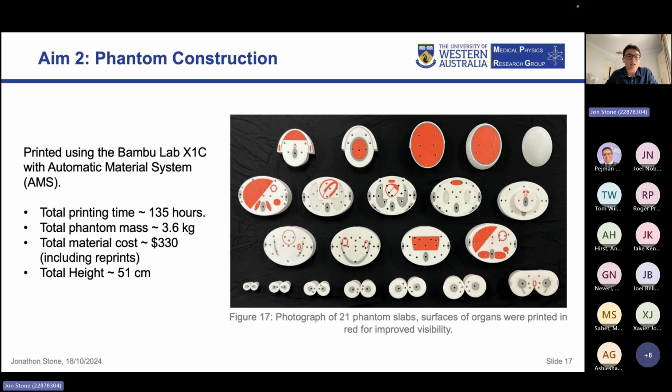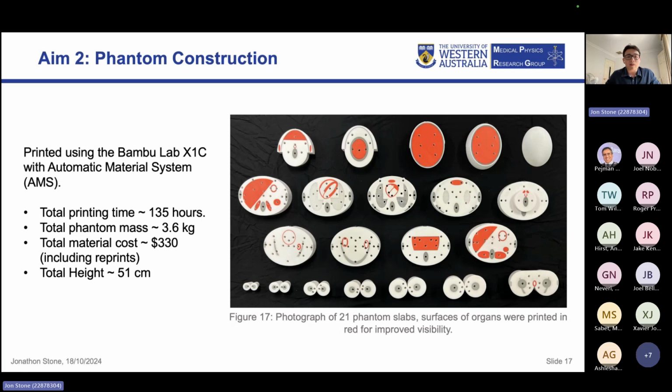So using the infill densities presented before, 93%, 81%, and 26%, we printed the phantom's 21 sections. And we can see here all the TLD holes, as well as the organs visualized in red. Red wasn't used throughout the entire slab, just on the surface, to visualize where the organ was. So you can see here, high density PLA for soft tissue regions, low density PLA for the lung tissue regions, as well as the high density stone fill for the bone regions.